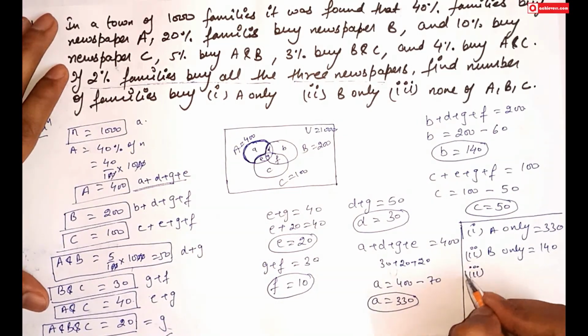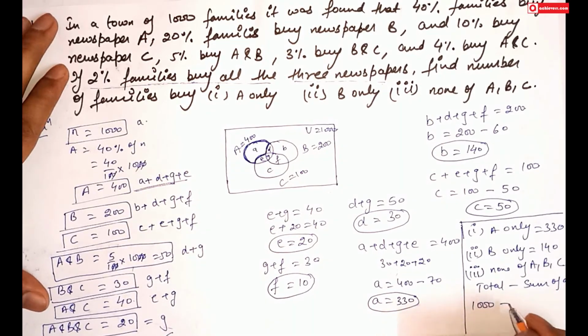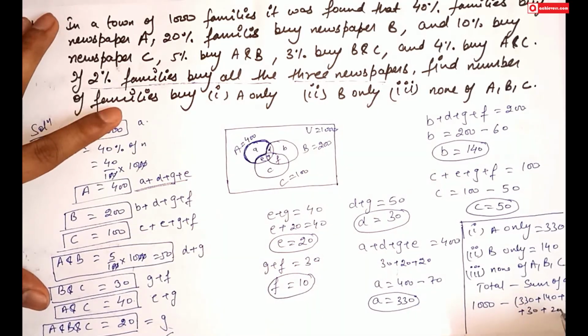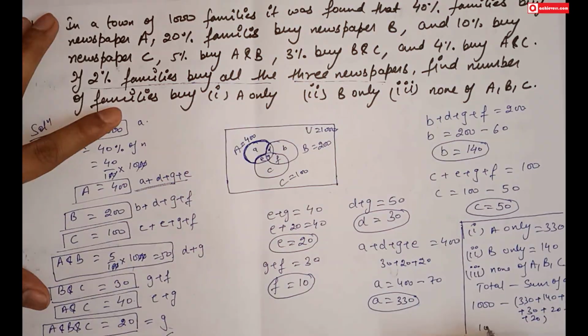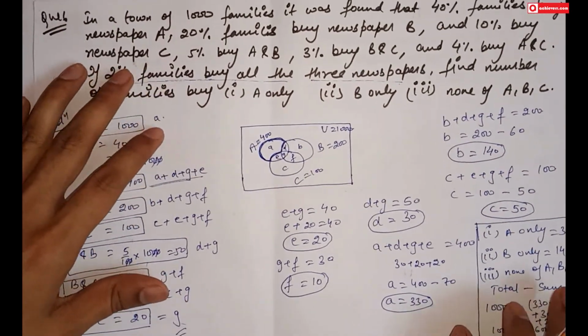And the third one is none of A, B, C. So none of A, B, C will be total minus the sum of all. So total is 1000, and what is the sum of all? Sum of all is A plus B plus C plus D plus E plus F plus G. So what is it? It is equal to 330 plus 140 plus 50 plus 30 plus 20 plus 10 plus 20. So it will be 1000 minus, how much is this? So it will be equal to 600, and the final answer will be equal to 400. So that's all for today. We'll do more questions on Venn diagram in our next session.